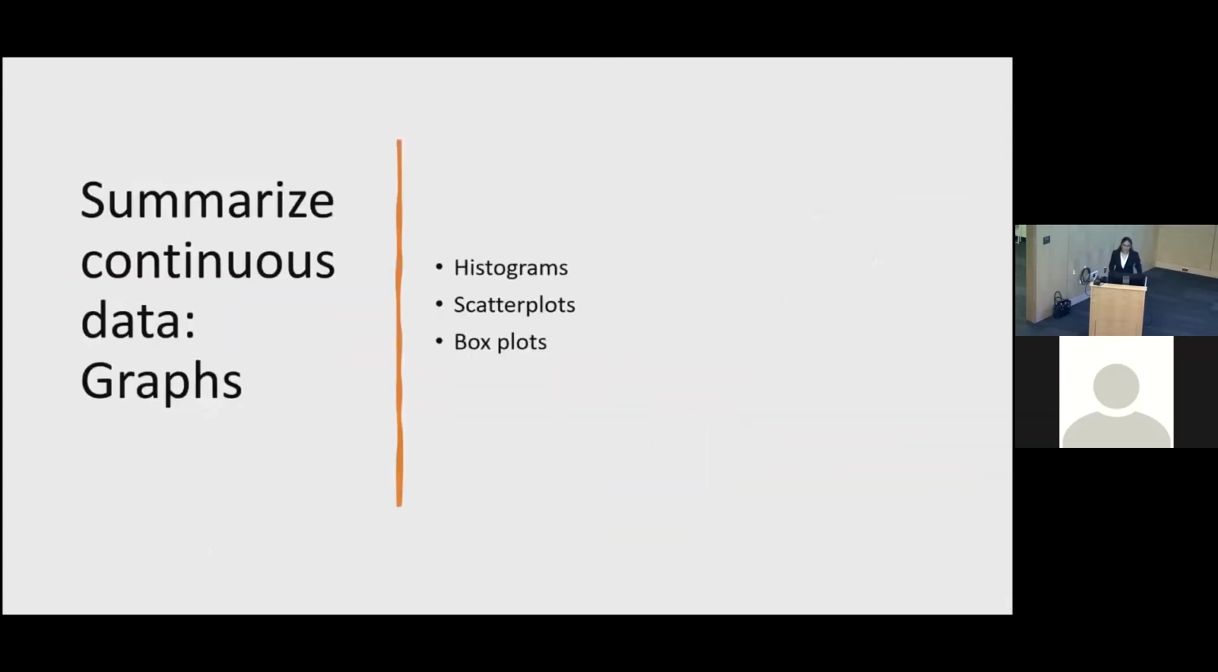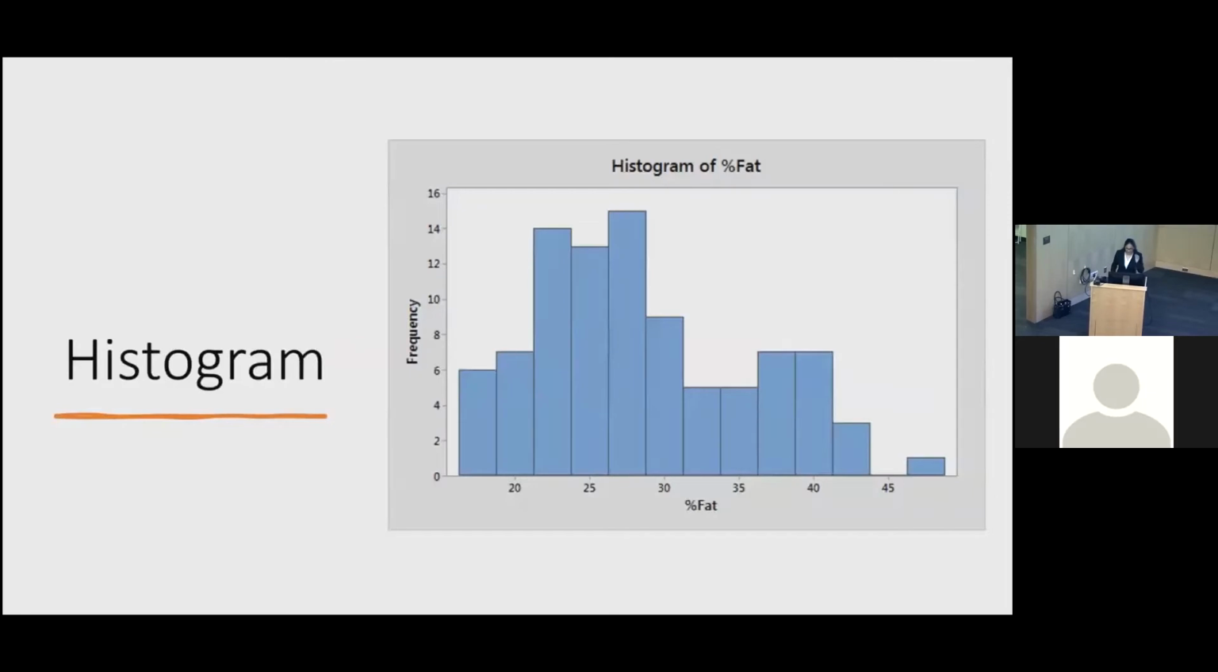All right, so you can summarize continuous data using the graphical approach as well. The most commonly used graphs for summarizing continuous data are histograms, scatter plots, and box plots. Histograms are a standard way to graph continuous variables because they show the distribution of the values. The histogram here helps you determine whether the distribution of the body fat percentage values for adolescent girls is symmetric or skewed. It also helps you understand the range of values and identify where the common values fall.